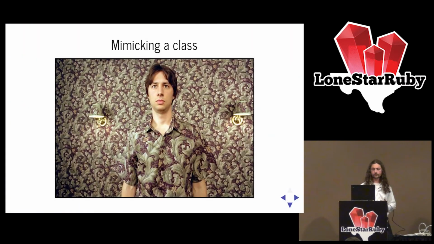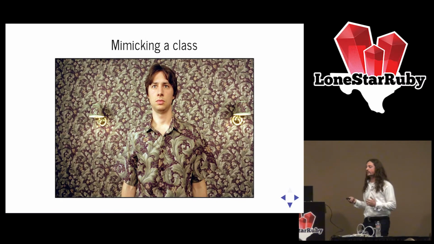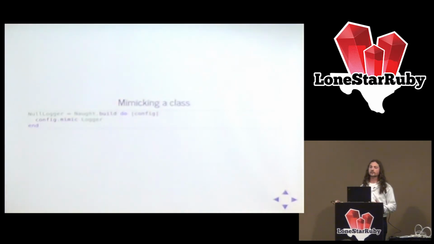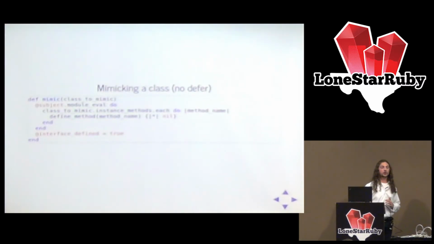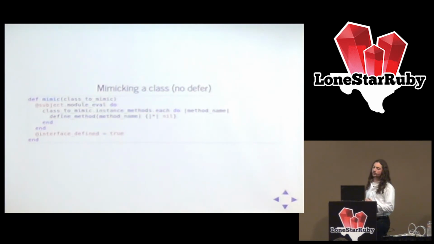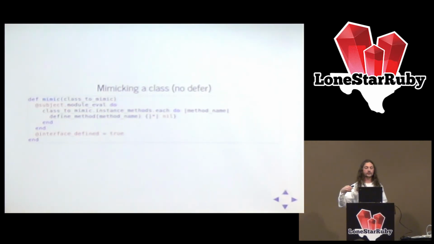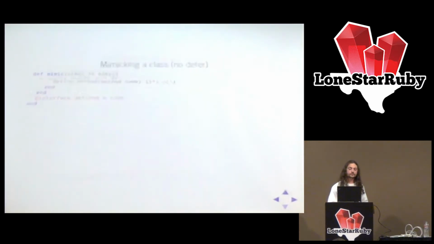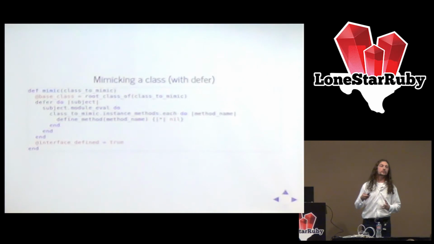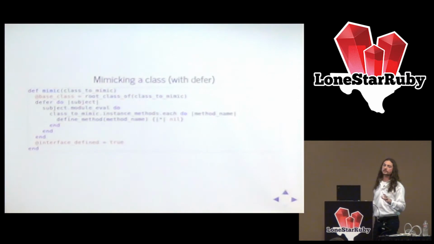So let's see how this applies to mimicking a class, that feature that we've looked at a little bit already. So the idea of mimicking, we can say config.mimic, give it a class that it's going to mimic, like logger. Here's the code for that before I introduce deferred operations. Pretty straightforward. It does a module eval on the class that's being defined. It goes over each of the instance methods of the class to mimic, and it defines a stub version. Here's the code after I introduce deferred operations. And really the only significant change here is that part of that logic got moved into a defer line.